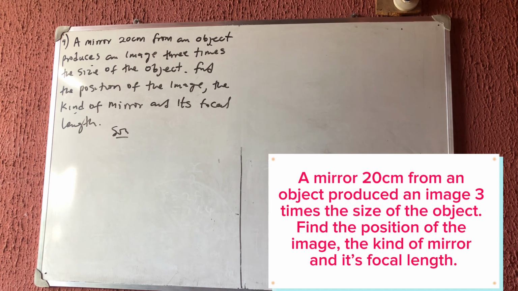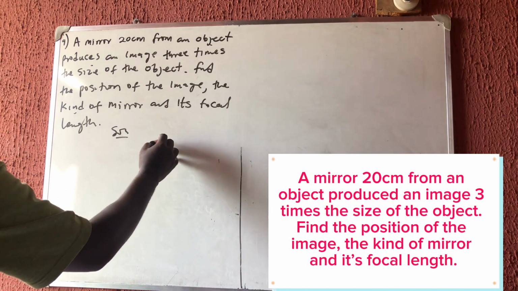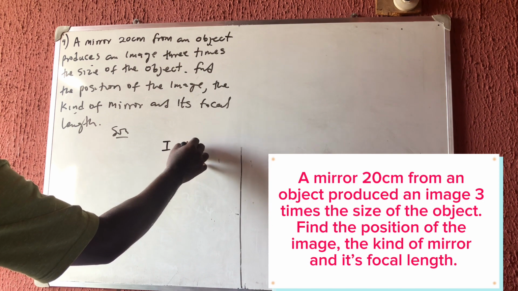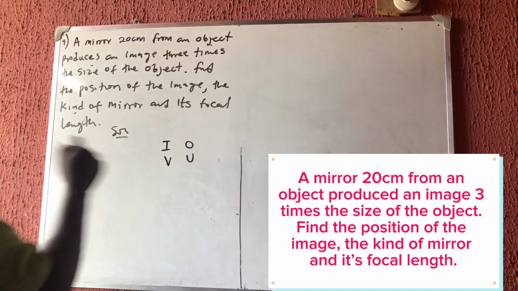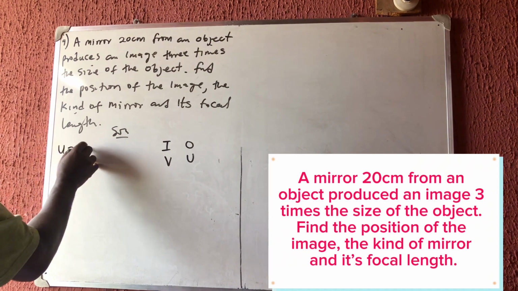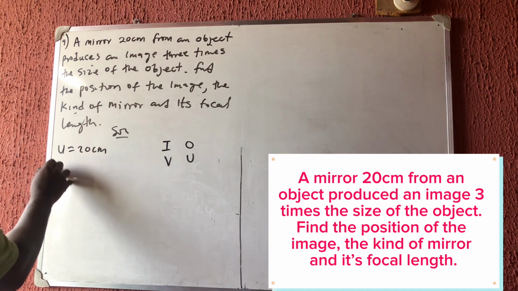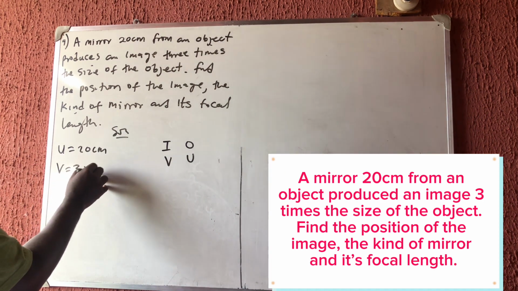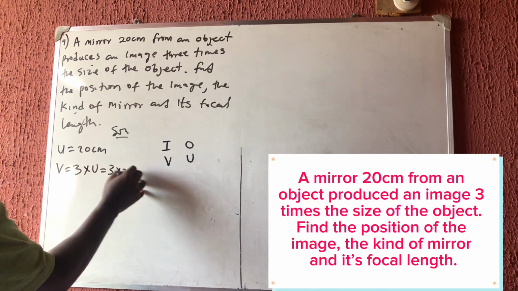What do we do? Okay, they say that a mirror 20 cm from an object. Okay, so I know that I comes before O, therefore my U comes before V. So they're talking about objects. So U, they gave me U as 20 cm, but it produces V as 3 times that U, which is 3 times 20, which is equal to 60 cm.